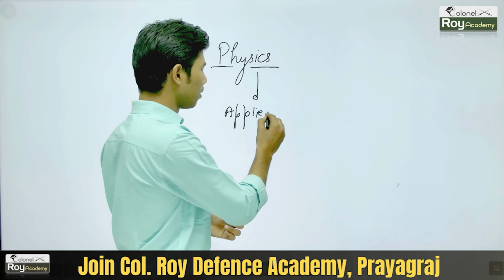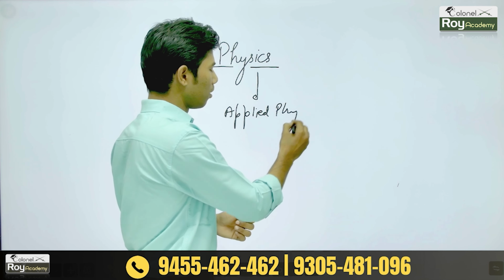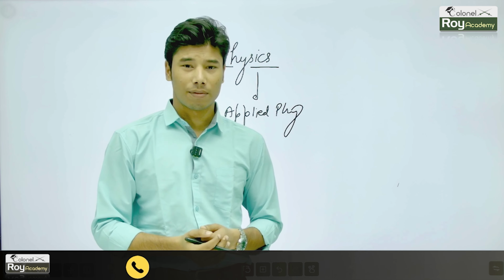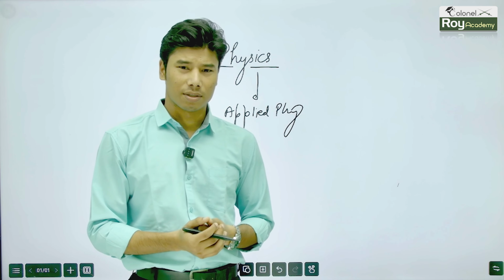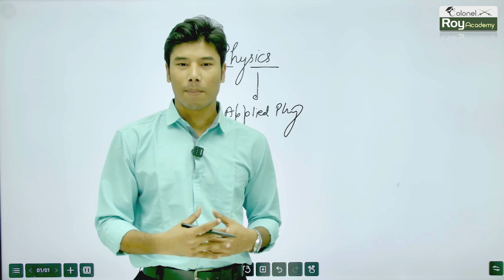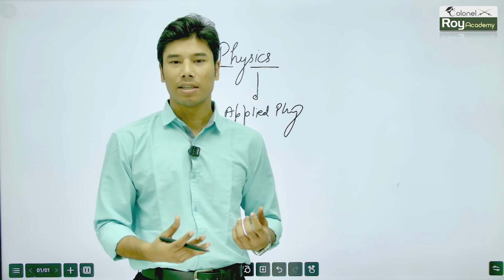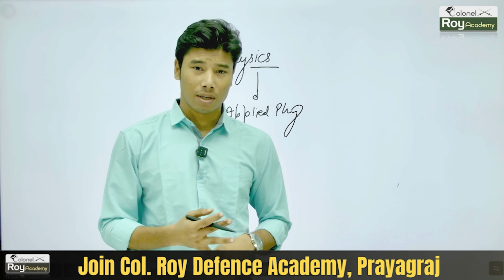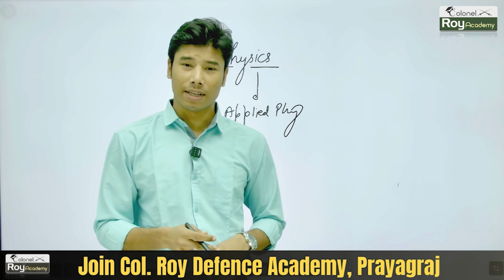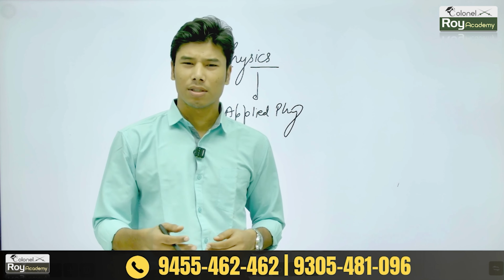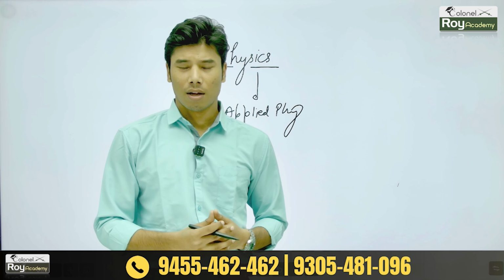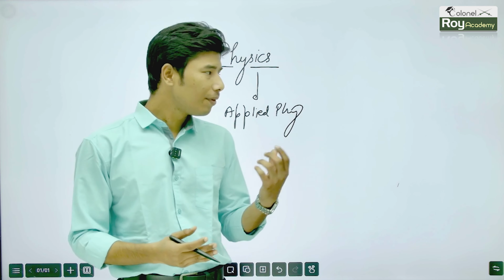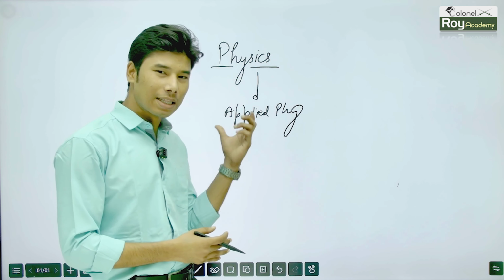Applied physics. What does it mean by applied physics? Just answer yourself first. What is applied physics? Basically, the application based physics that we use in our everyday life. For example, we have Bernoulli's law and the Archimedes principle. All these things we use in daily life, and there are various others. So we will try to understand all these things in applied physics.